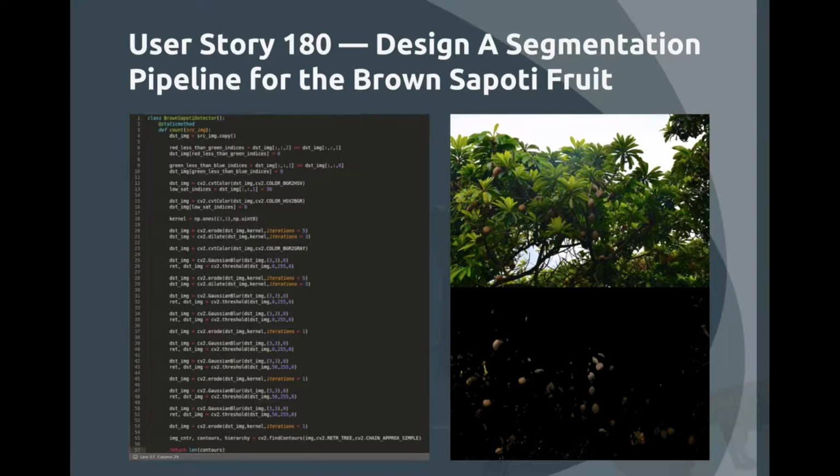You can see that in this user story, the resulting image after segmentation mostly contains pixels that are only associated with the Sapoti fruit. In the original image, one can see with one's human eyes at least 35 occurrences of a Sapoti fruit. The segmentation pipeline produces an image that contains only 23 Sapoti fruit. This is a 65% accuracy, which undershoots the desired accuracy of 80%, suggesting that a more sophisticated technique may be required.